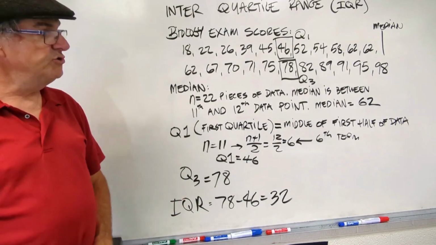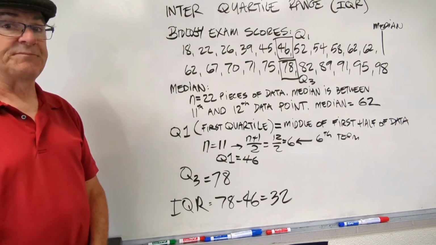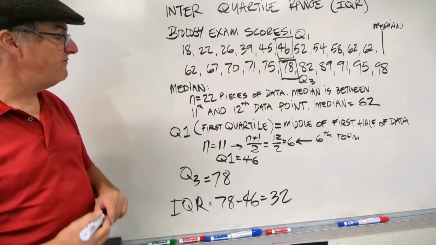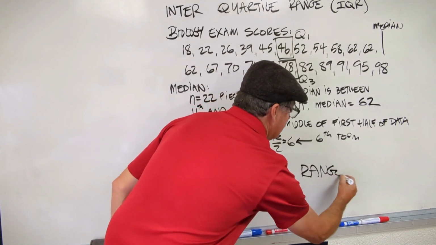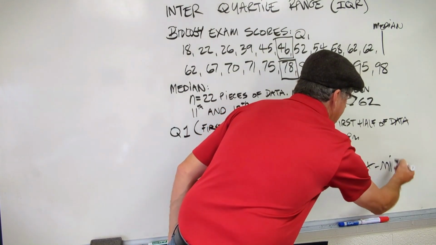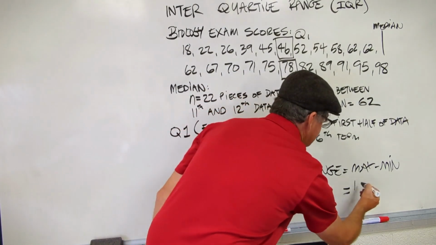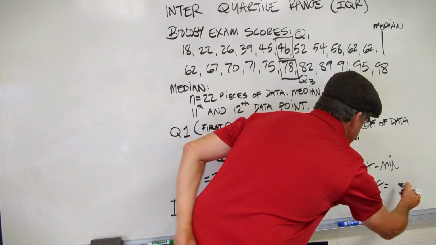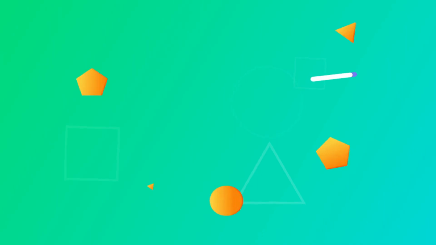Now finally, let's do the range. That's really quick. I want you to pause the video and do that calculation for me. Okay, range is just the maximum value minus the minimum value. So let's put that right here. I'm running out of space. Range equals max minus min, which then is going to equal my 98 minus my 18. 98 minus 18, which gives us a range of 80. So that's the range for this data.